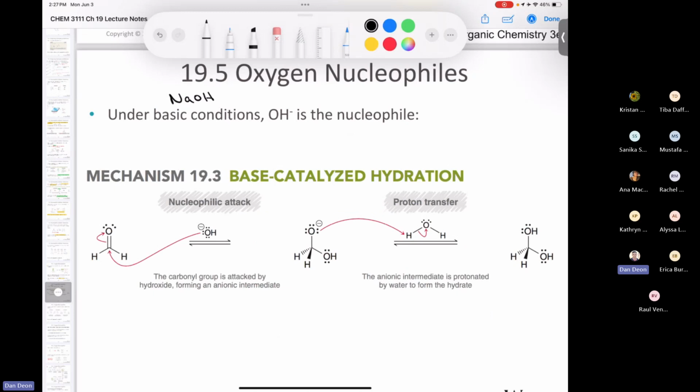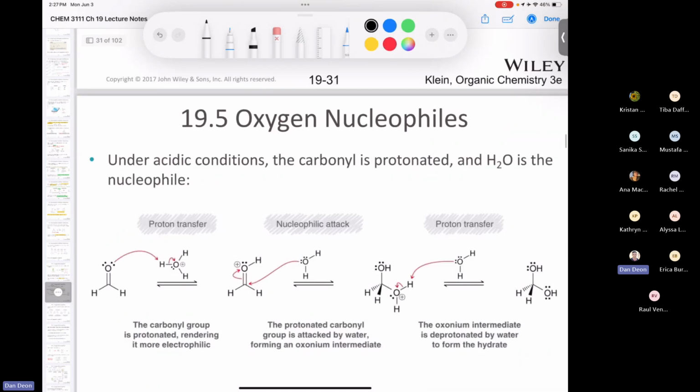Because hydroxide is a strong nucleophile, it's just going to attack the carbonyl, which is a good electrophile. You end up with this tetrahedral intermediate here, and then the proton transfer is going to be the next step, because your sodium hydroxide is dissolved in water. Sodium hydroxide is aqueous, so you have water kicking around, and you do a proton transfer, and you're done. So you end up with your hydrate. Okay, so that's base catalyzed.